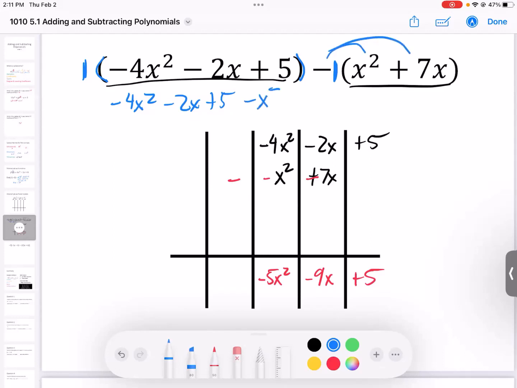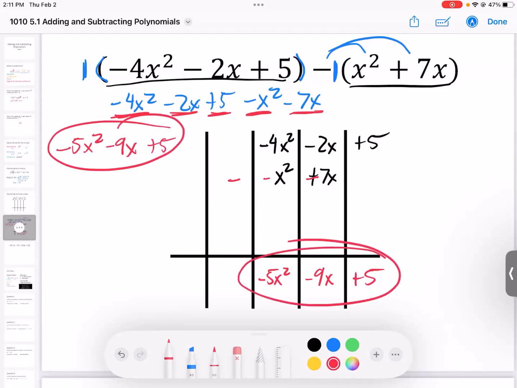So I'd have negative x squared minus 7x. And if I combine my like terms, negative 4x squared plus a negative x squared would give me the negative 5x squared. Negative 2x's plus negative 7x's gives me negative 9x's, and then I have the plus 5. And you can see that answer is the same that I got with my place value method.